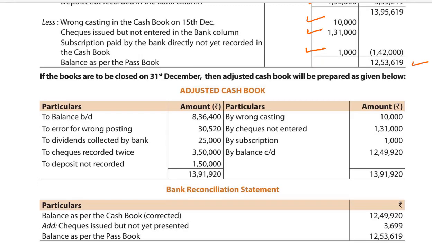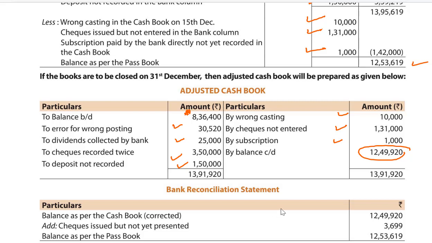The rest of the adjustment is done in the adjusted cash book to find out this corrected figure. So error for wrong posting we had added. Dividend collected by the bank, so we have also added. Check recorded twice, we had added. Deposit not recorded, we have added. Wrong casting deducted, that is payment. Check not entered, the payment made is 1,31,000. By subscription 1,000, and the closing balance is 12,49,920.